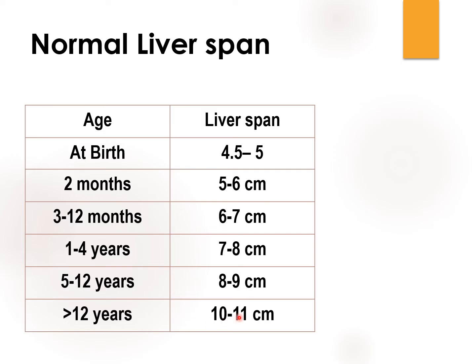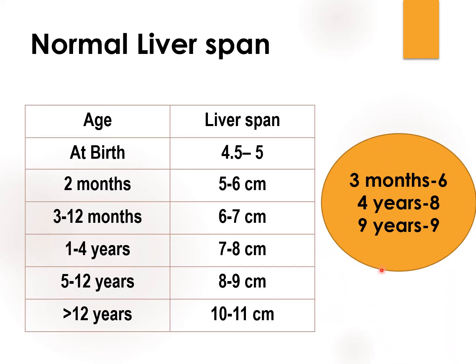So to remember the liver span, you have to remember at least these three figures. 3 months, 6 centimeter, just double. 4 years, 8 centimeter, just double. And 9 years, 9 centimeter. So remember by this trick, and below this age just decrease 1 centimeter, and above this, in between, just increase. So you can easily answer whenever asked in the viva what the normal liver span is according to age. So just remember at least these few figures.